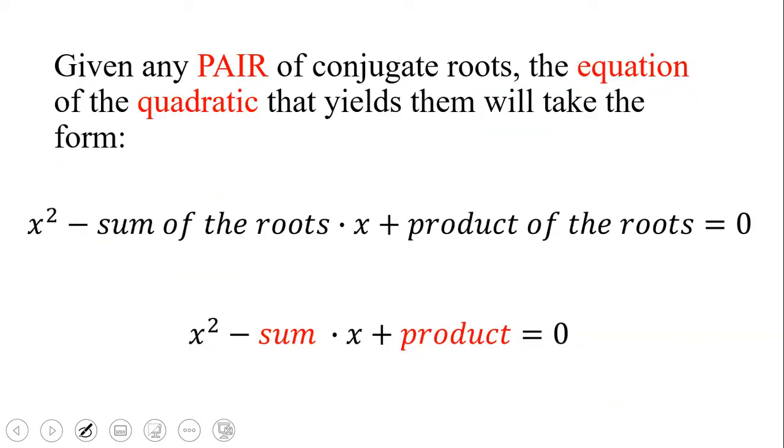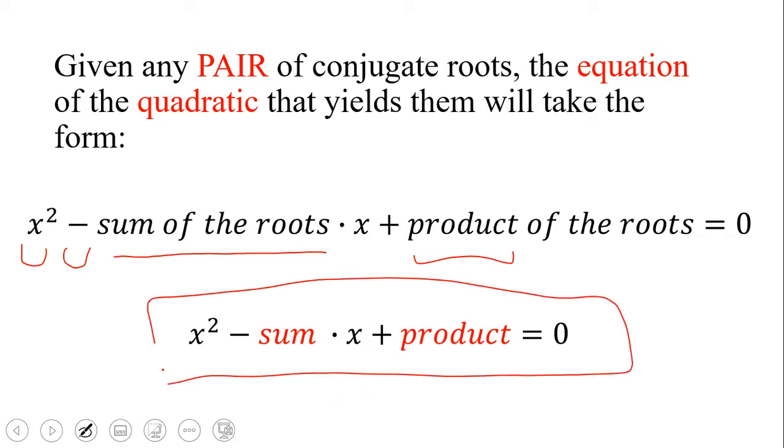So here is a quick, easy formula of how you do that. In order to find that quadratic, it's always going to be x squared minus the sum of those two roots times x plus the product of those two roots, and that's always going to be equal to 0. And then I kind of just shortened it a little bit in the last line there. So again, given any pair of roots, conjugates, imaginary or irrational, sometimes both, you're always going to find the quadratic that gives those as the answer by doing x squared minus the sum of those roots times x plus whatever the product of those roots is equal to 0. So I'll give you a second to write that down.